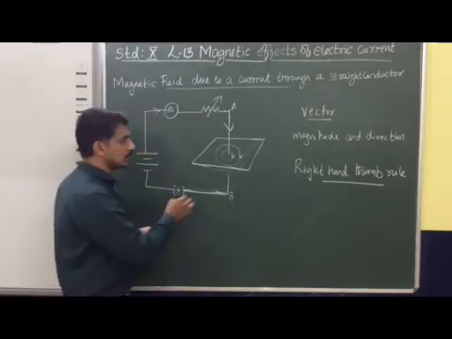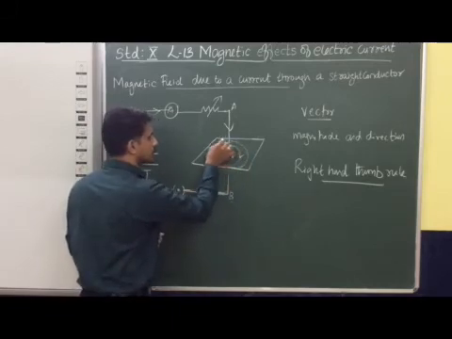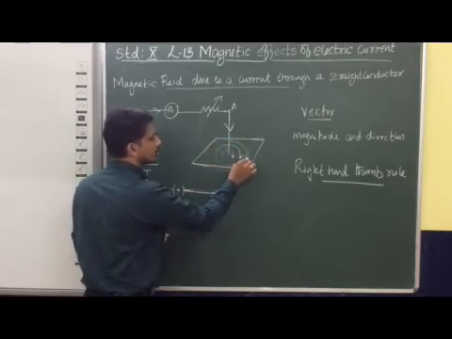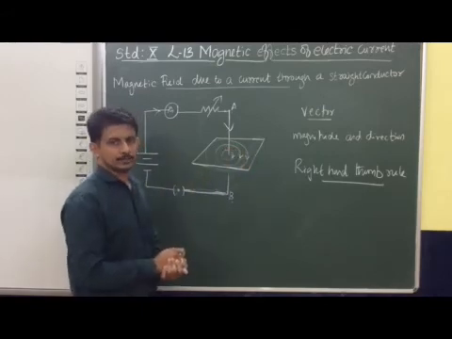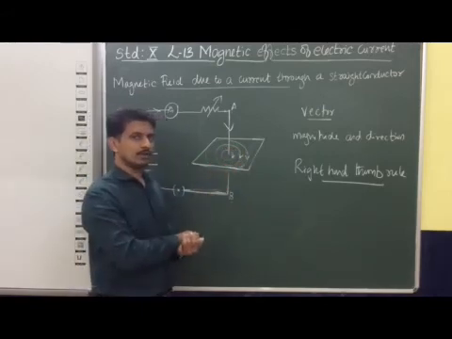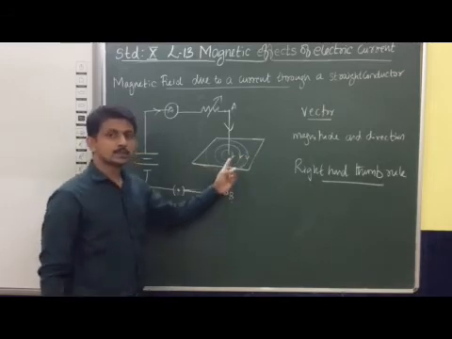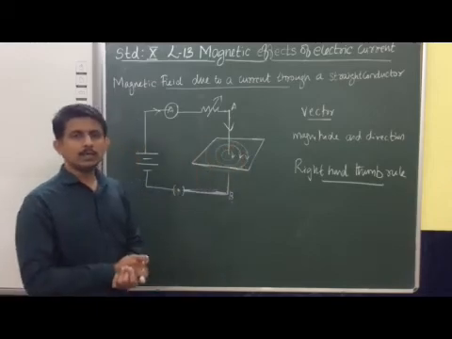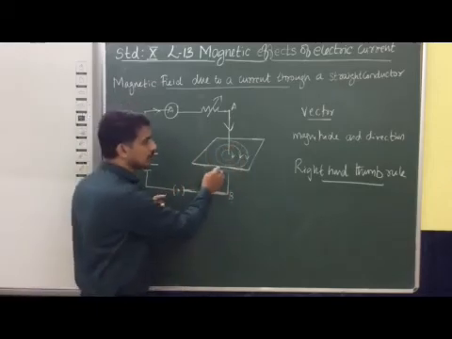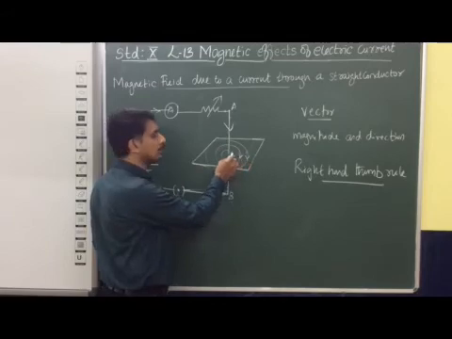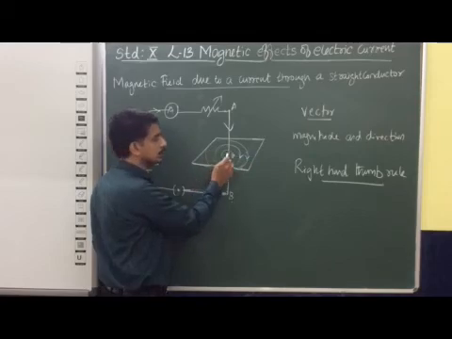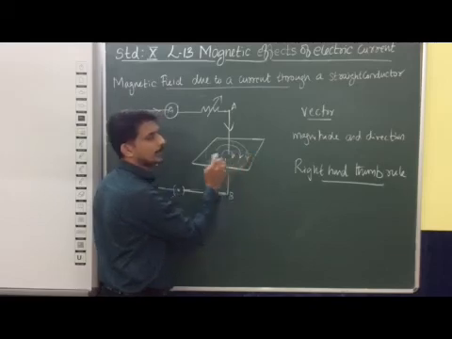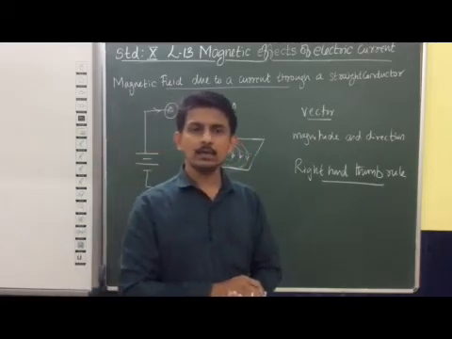One more thing you can observe is that in this case, field lines are produced in the form of concentric circles. If you are going away from this current carrying conductor, the strength of the field decreases. The magnetic field strength is more near this current carrying conductor, and if you are going away, the strength of the field lines decreases.